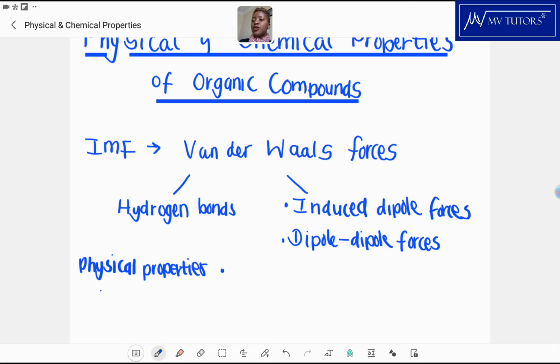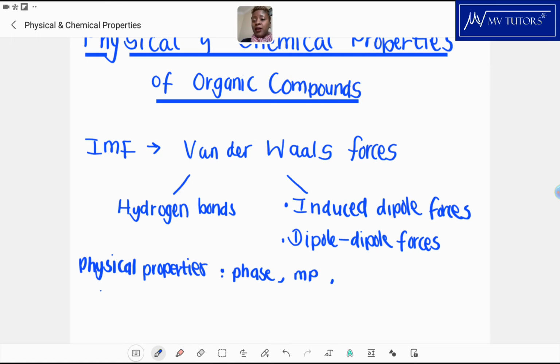Okay, so we will be looking at the phase of your organic compound. Is it liquid? Is it gas? Is it a solid? Then we're going to look at your melting point, MP. Melting point is the temperature at which your substance goes from a solid to a liquid.